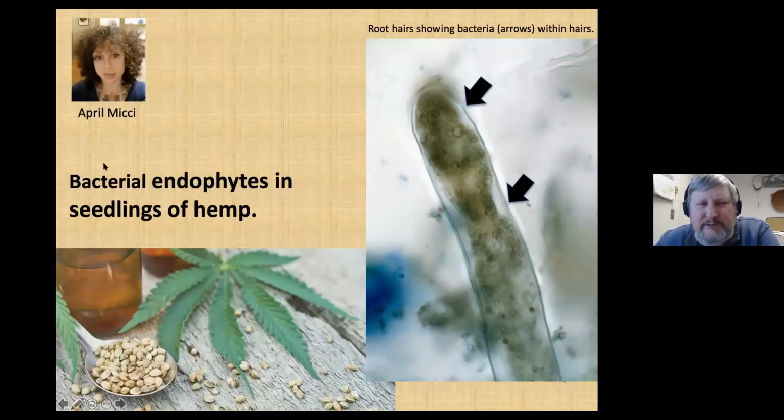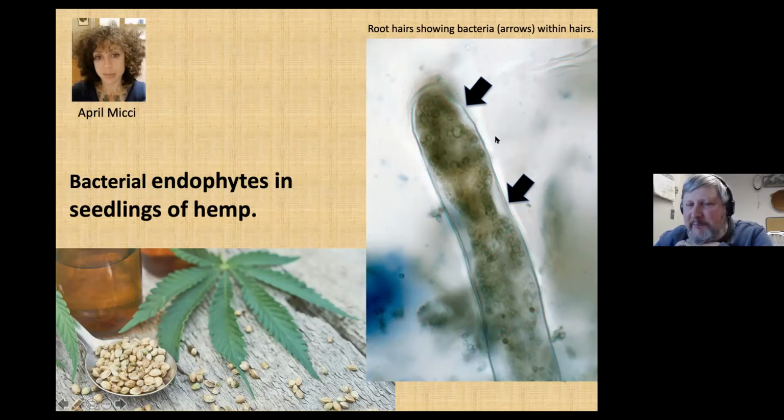I have a graduate student, April Micci, who is beginning to work on hemp endophytes and trying to understand what endophytes are there and how they benefit and affect hemp. If you look at the hemp seed, for example, you can take that and germinate it in an axenic situation, that is on sterile agar or sterile medium, so that new microbes can't get on it.